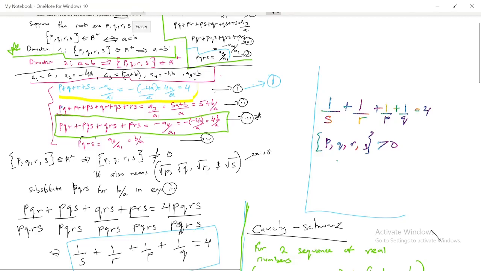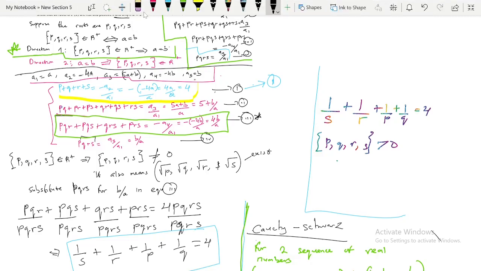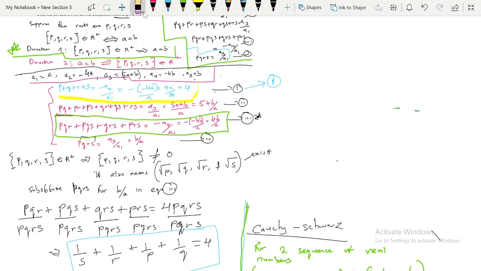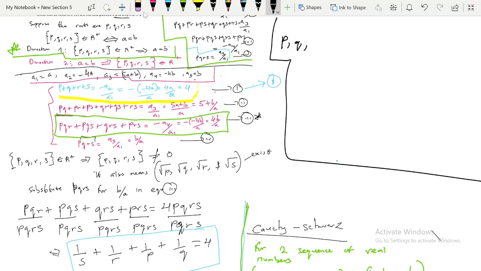Take this part out. We don't need this part. So first of all, we've shown that P, Q, R, S being positive reals implies that P, Q, R, S are all one, right? One, one, one, one.